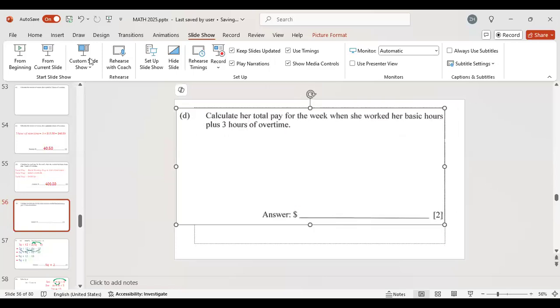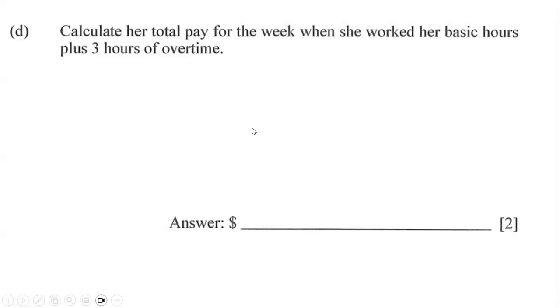Go ahead, Empress. Read D. Again, from Empress. Durante Smith, read the D for me. Calculate her total pay for the week when she worked her basic hours plus 3 hours of overtime.